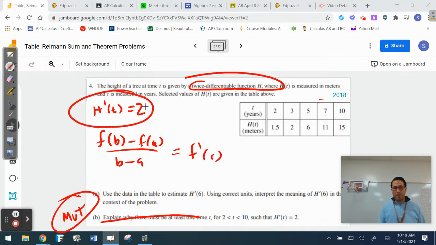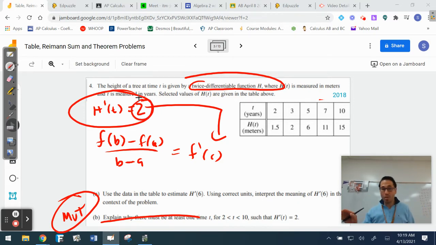And guess what? They give you the IROC. So all you have to do for this problem is find the average rate of change. All right, so between 2 and 10, is there ever a case where the average rate of change is 2? Right? Because it's got to equal 2. The AROC has to equal the IROC. And it happens, boom, right there.